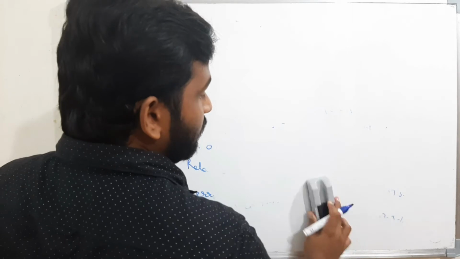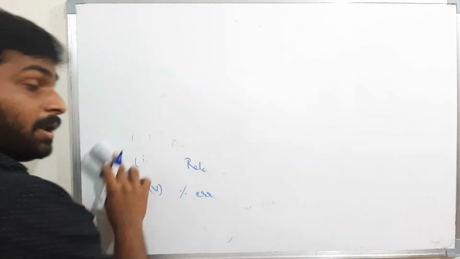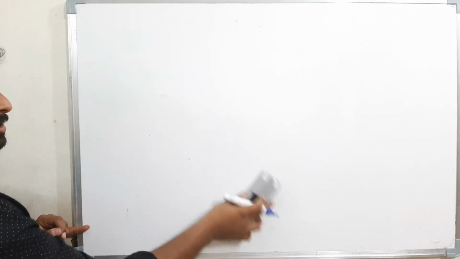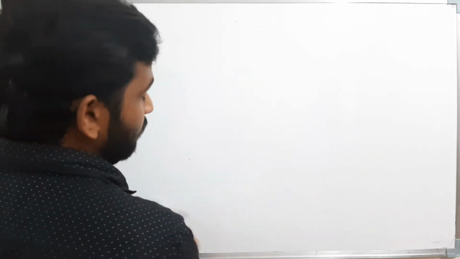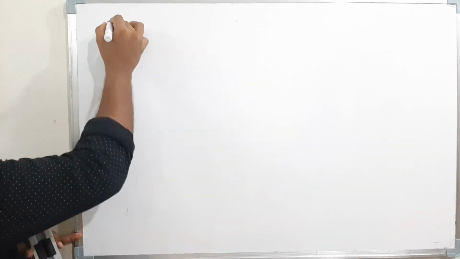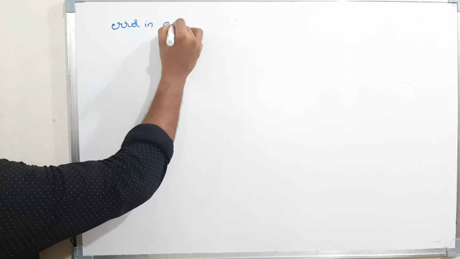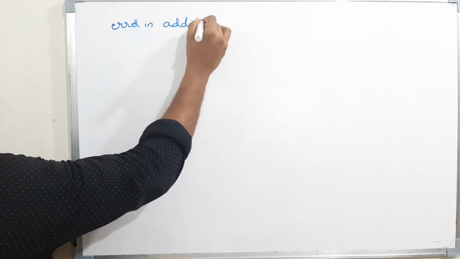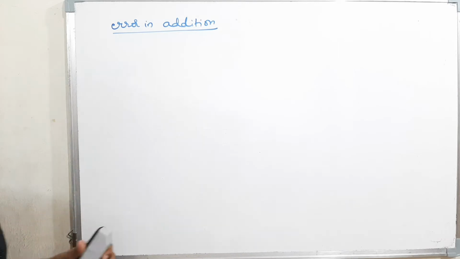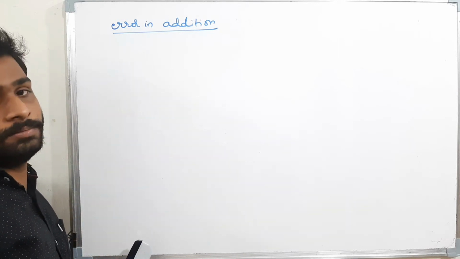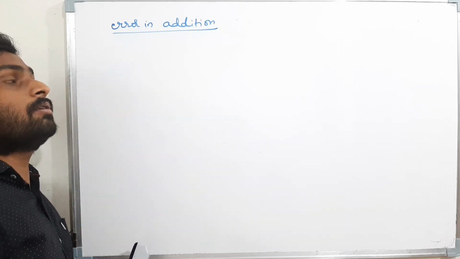Okay, now we will study the combination of errors, that means errors in addition, errors in subtraction, errors in multiplication and errors in division. Now we will see it. Error in addition. Now see here, what to do with the error while we are doing the addition?